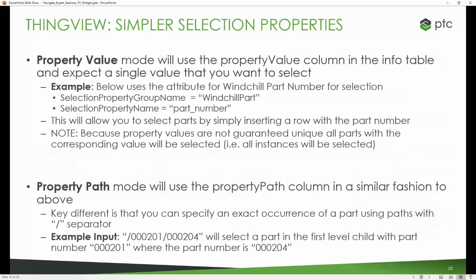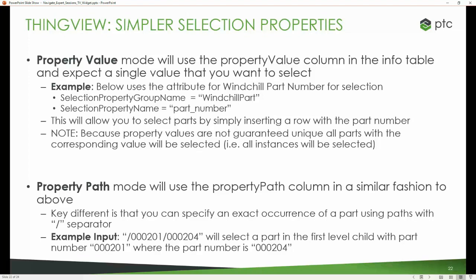In order to make these updates, we've also had to update the selection data shape to accommodate them. Now the data shape will have three different columns: ID path, property value, and property path. Depending on what you've populated as the mode, the column that it uses in order to do the selection will be changed.